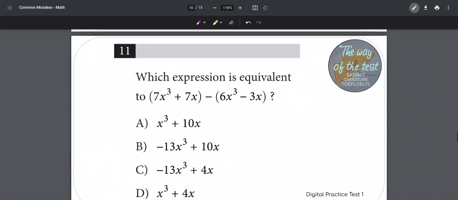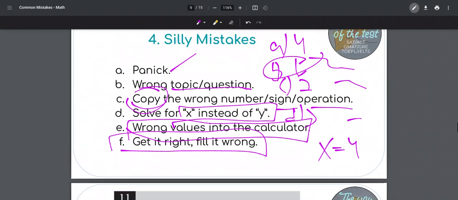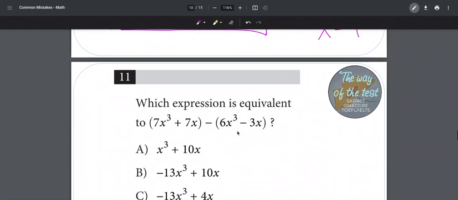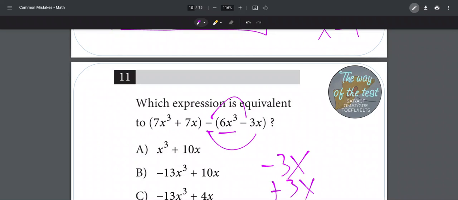Okay, I was planning on explaining this here. So panicking is just panicking. Wrong topic is seeing that there's a cube and thinking you should do something with simplification or factorization, but it's not about that. So that will also be a mistake. Another type of mistake, the sign mistake. So this is minus 6x cubed minus negative 3x. You may end up having negative 3x, or minus 3x, without considering that it should be minus minus, so it should be plus 3x, right?